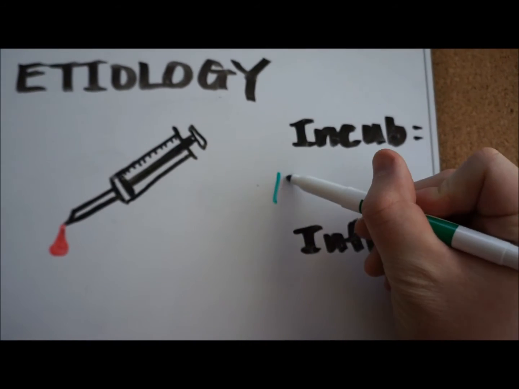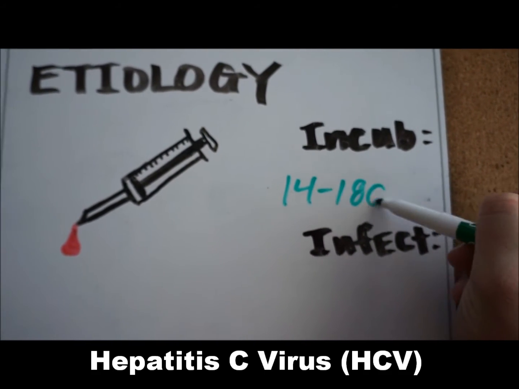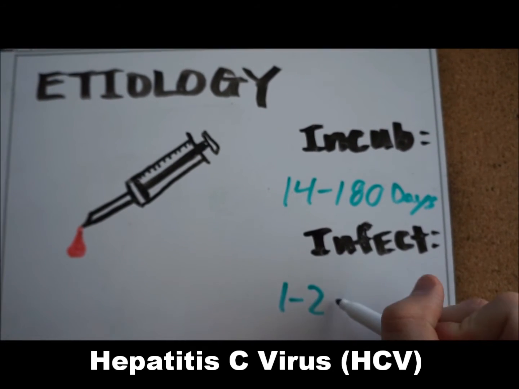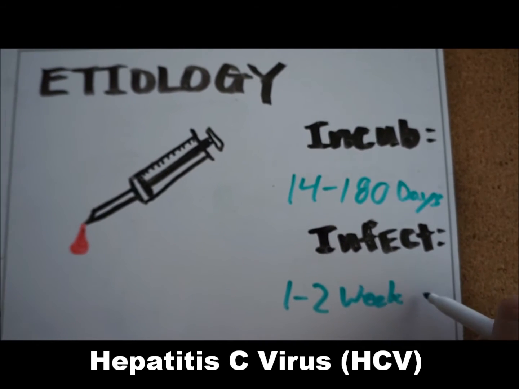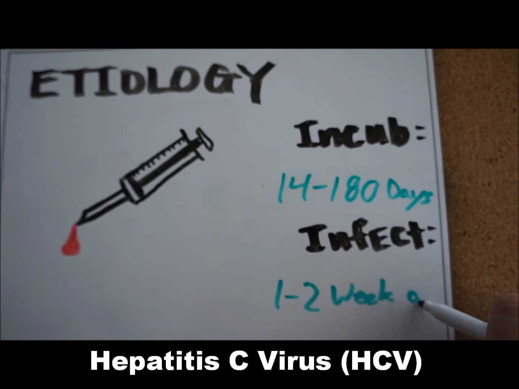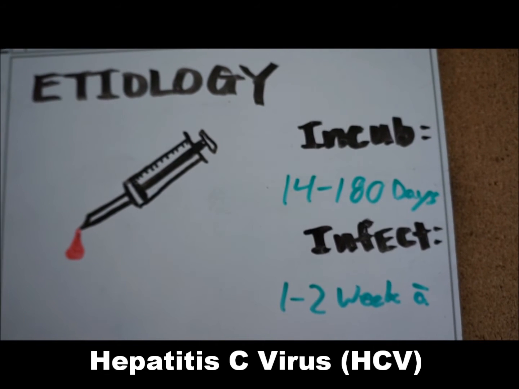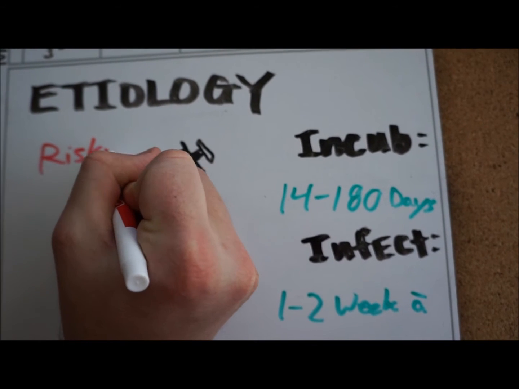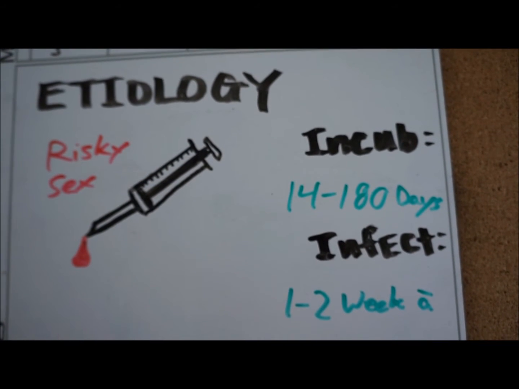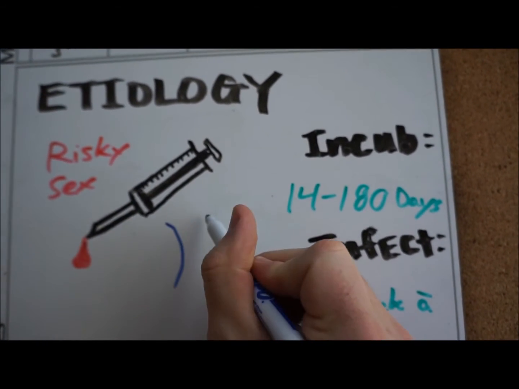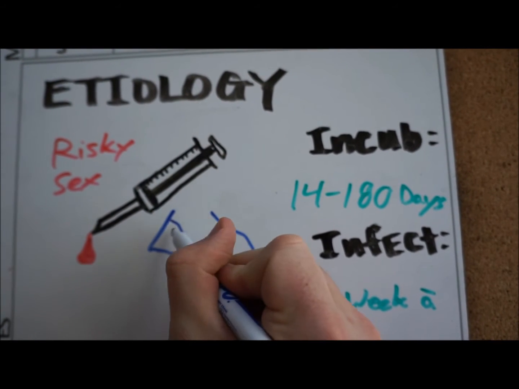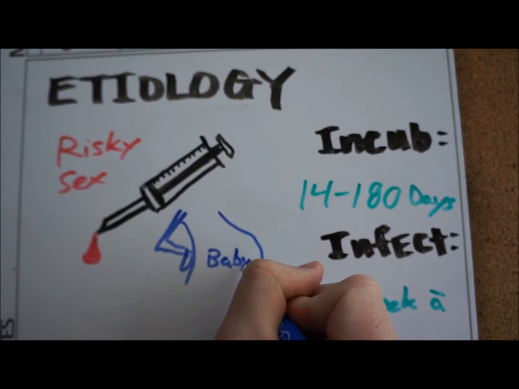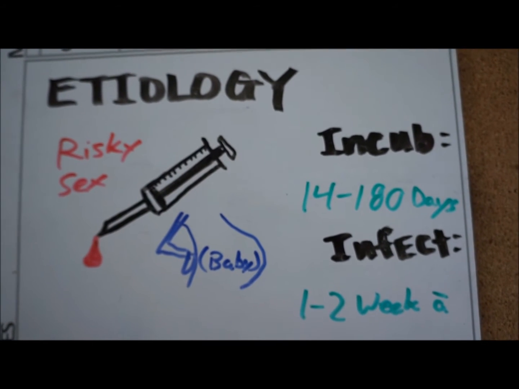Hepatitis C virus has an incubation period of 14 to 180 days, with infectivity lasting 1 to 2 weeks before symptoms appear. The majority of infected people develop chronic hepatitis C and remain infectious. Transmission routes include percutaneous or mucosal exposure to blood or blood products, high-risk sexual behavior, and perinatal contact. Populations at risk include people involved and exposed to infected sexual partners and needle users, and people with HIV.